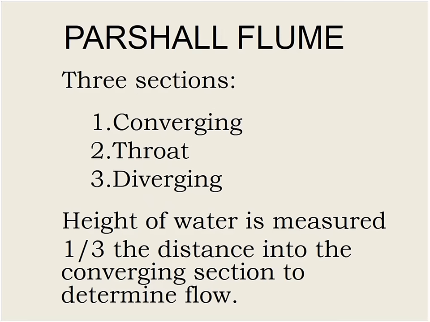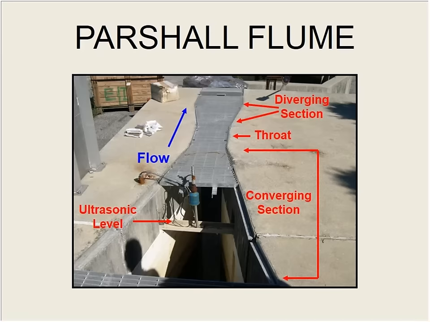Probably the most common method of measuring flow is a Parshall flume. A Parshall flume is an open channel flow device. It has three sections, a converging section, a throat, and then a diverging section. A particular contour to the flow also. It's set to give a certain velocity through the flume. And we're going to measure the height of the water one-third the distance into that converging section.